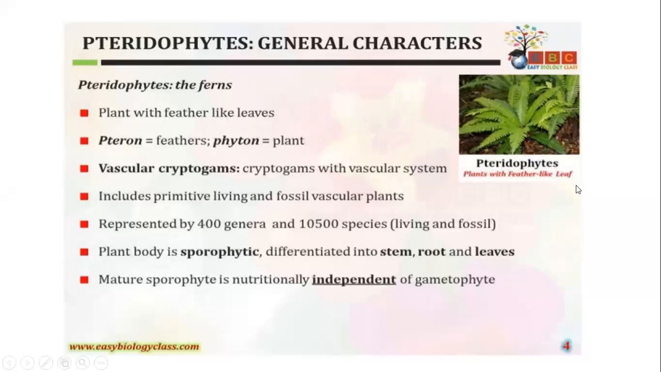Right. So, pteridophyta, general characters. These are the next evolved plants after bryophyta. The word pteridophyte: phyton means plant, and pterido or pteron means feathers. These pteridophyta plants are very beautiful to identify with their leaves. The leaves look like feathers, and the leaves are very big. We can identify this plant only with the help of the leaves. That's why these are called pteridophytes, or commonly also called ferns. If not feather-like leaf, they are commonly called fern plants.